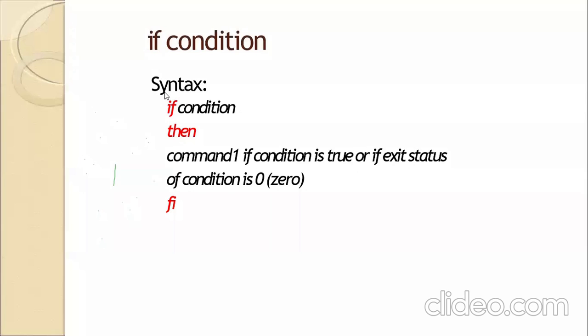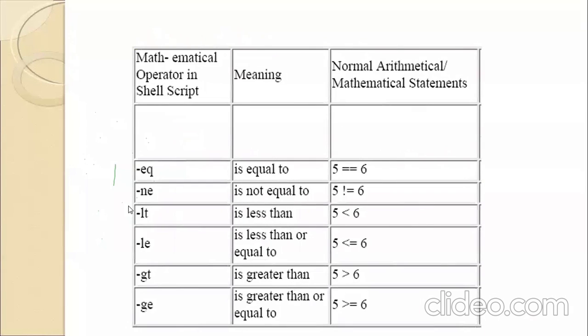Now, if condition: it is the same as in C, but you are using fi. If condition, then command1. If the condition is true, or if the exit status of the condition is 0. And fi is the end of that if condition. So, operators in shell.